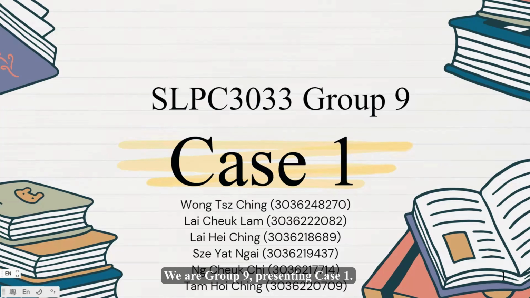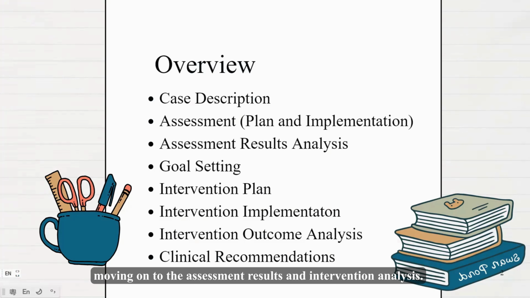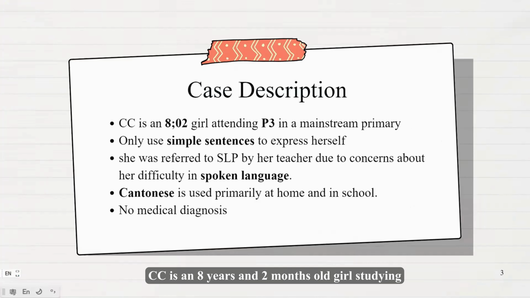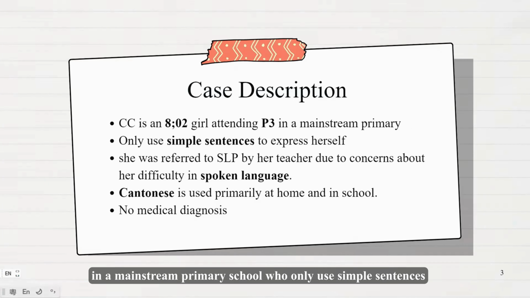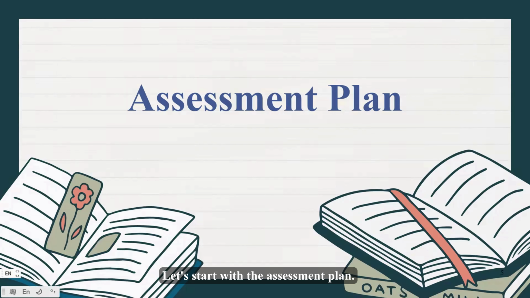We're Group 9 presenting Case 1. We will first introduce the case, moving on to the assessment results and intervention analysis. Lastly, further clinical recommendations. Cici is an 8 years and 2 months old girl studying in a mainstream primary school who only uses simple sentences and has Cantonese as her dominant language. Let's start with the assessment plan.